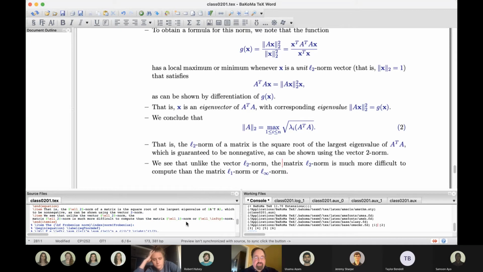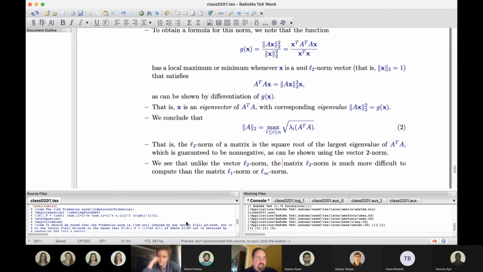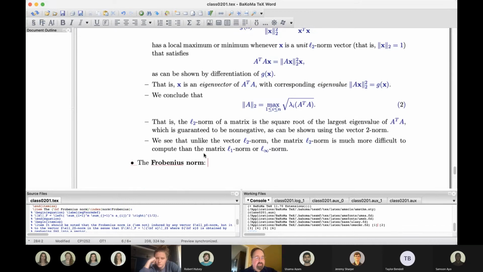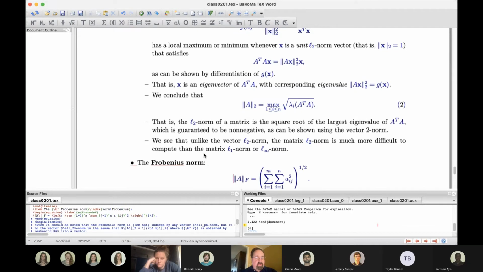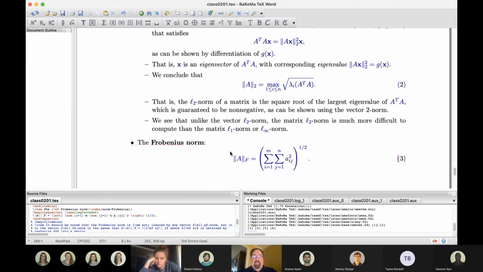That's one thing that's kind of unfortunate, that these vector norms are all easy to handle, but not true for matrix norms. There's one more matrix norm that is straightforward to compute, the Frobenius norm. And that is with a subscript F. And this is just, oh, I should put absolute value here.